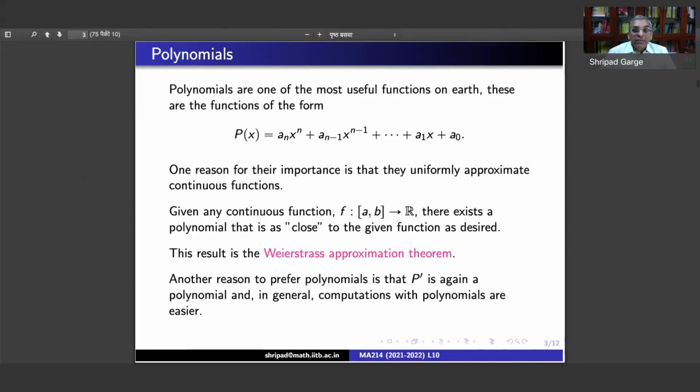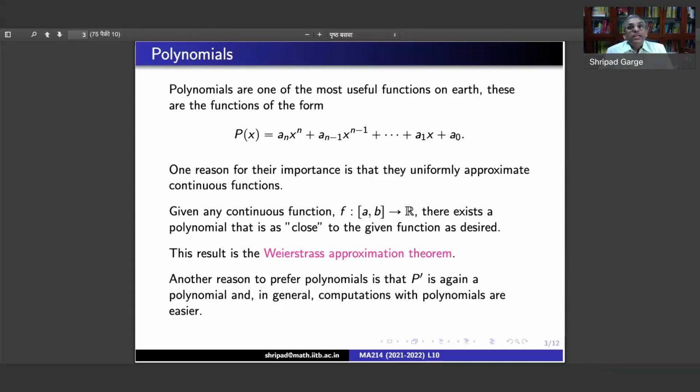Another reason is that whenever you take a polynomial and take its derivative, you get one more polynomial. So derivatives of polynomials are polynomials, and therefore several computations with polynomials become very simple. We have seen that in Newton-Raphson method, we have to compute the derivative. If you modify it, you have to compute the second derivative and so on. And polynomials are typically, once you compute the powers of the given point, then you can just add them, and the computations are much more simple than doing sine function or exponential and so on. So this is why polynomials are the most nice functions, and we would like to approximate given functions by polynomials.